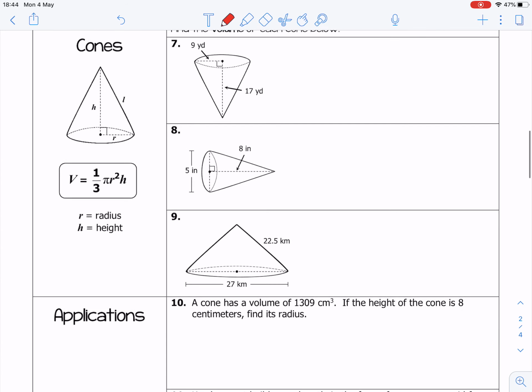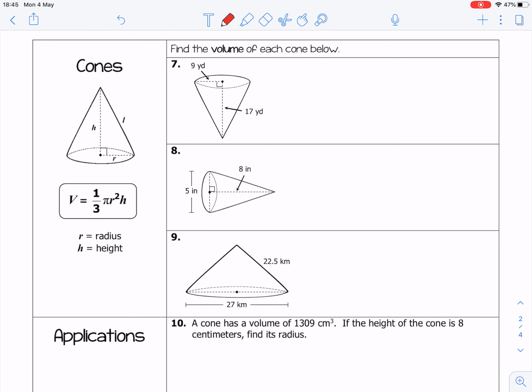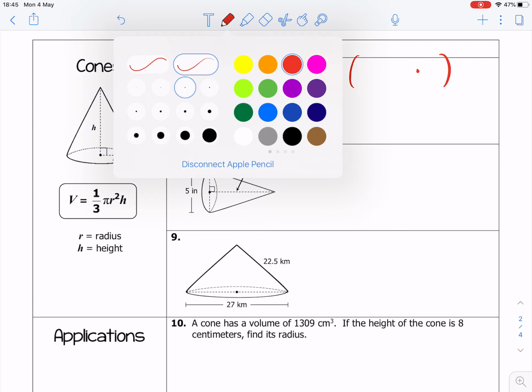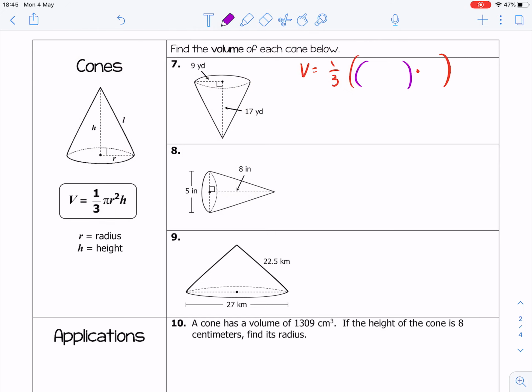Now cone is the same thing, except what is our base going to be every time? A circle. So we take the volume, it's going to be 1/3 of a cylinder. We showed that in the volume example. So we take the area of the base times the height. And the height in this case is 17. Area of the base is going to be pi 9 squared. That's the radius. And when we do that all out, we're going to get 1.99 yards cubed. Yards cubed. Okay, there's number 7.